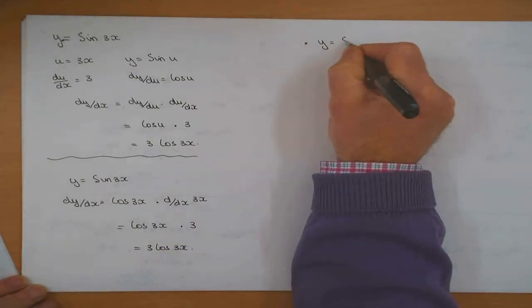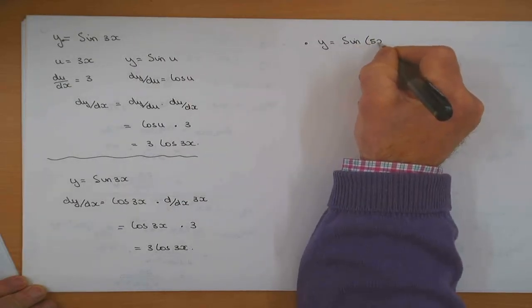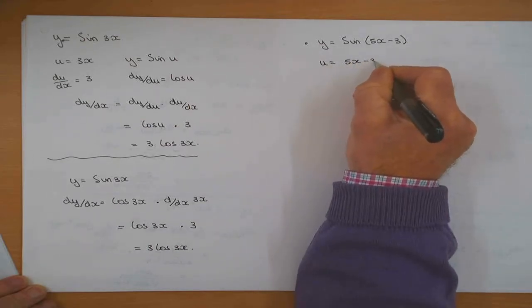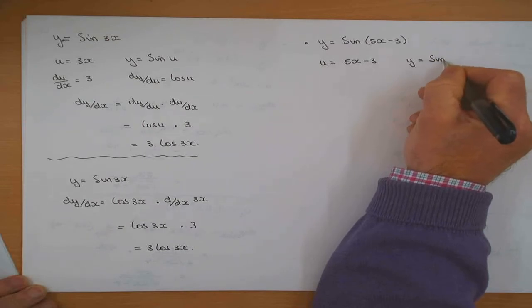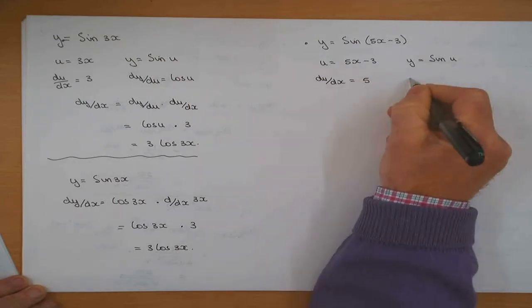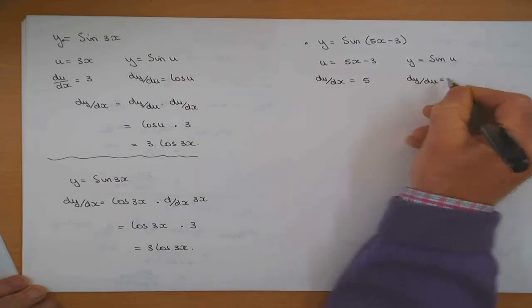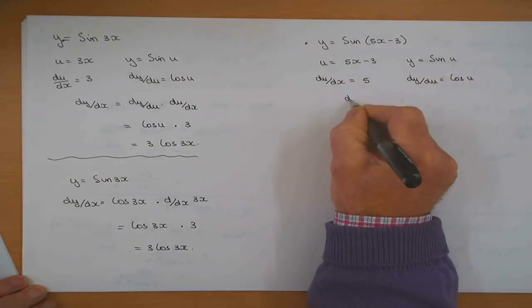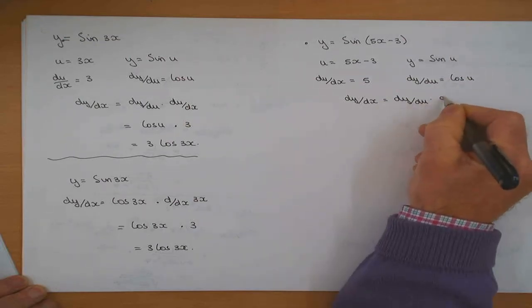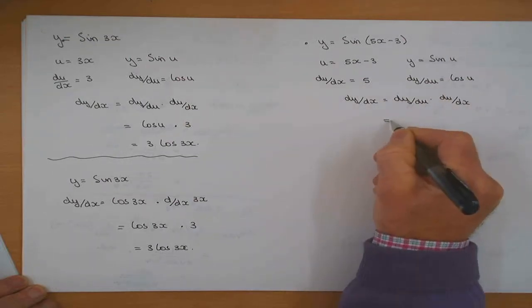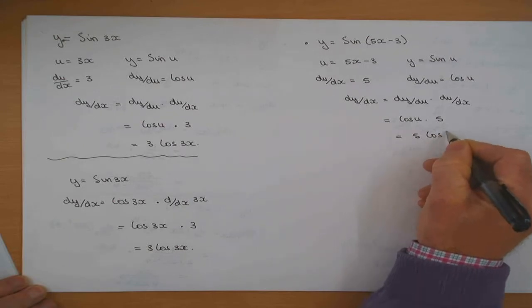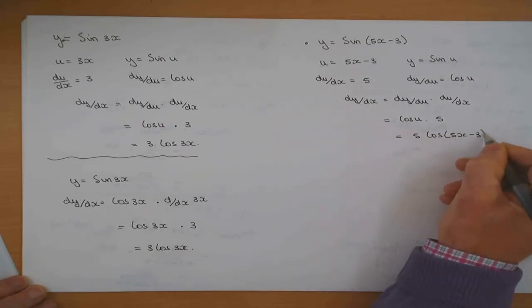If y was equal to the sine of 5x minus 3, I would say u is equal to 5x minus 3, and then y becomes the sine of u. du/dx is equal to, differentiate 5x, 5. And dy/du is equal to, differentiate sine u, cos u. And dy/dx then is equal to dy/du by du/dx, which is cosine u times 5, which is 5 times the cosine of 5x minus 3.